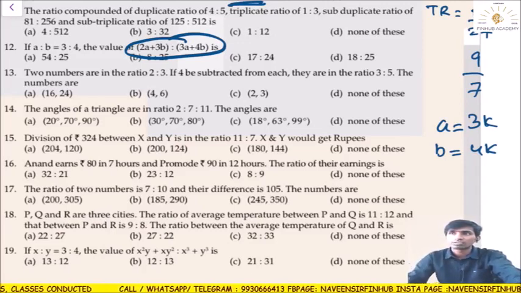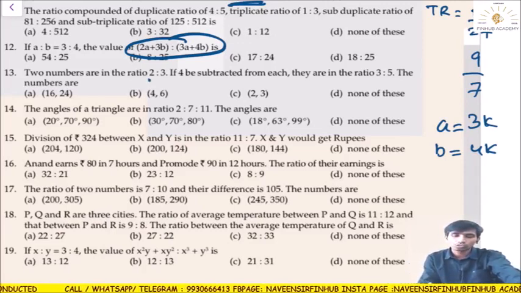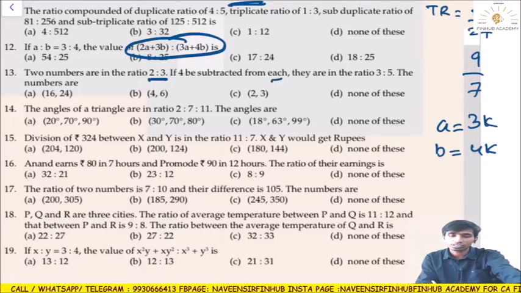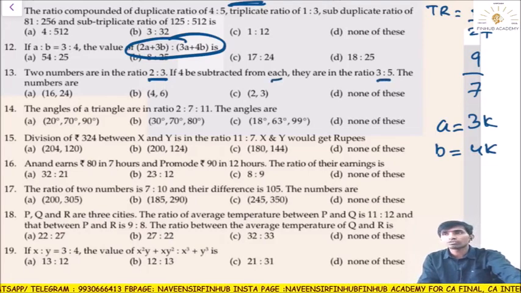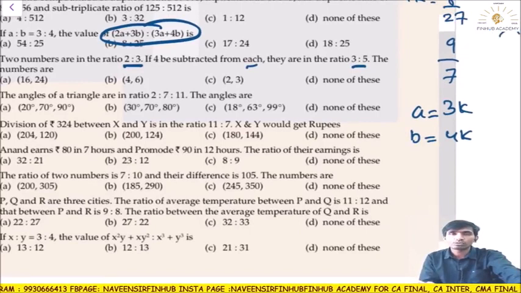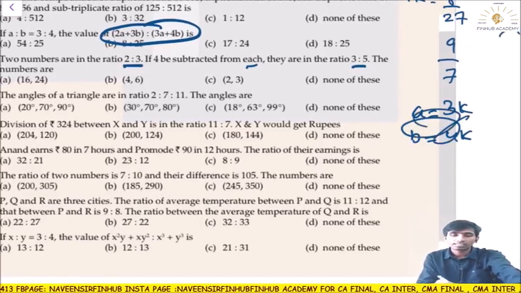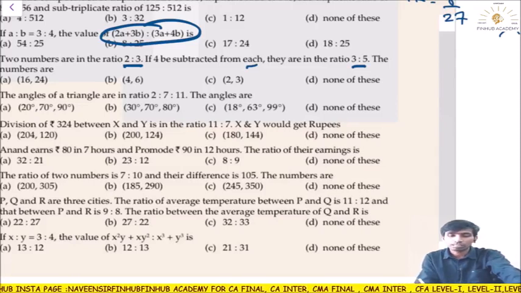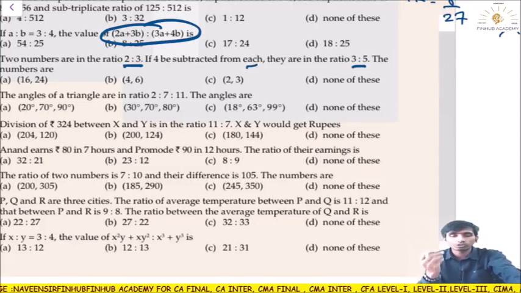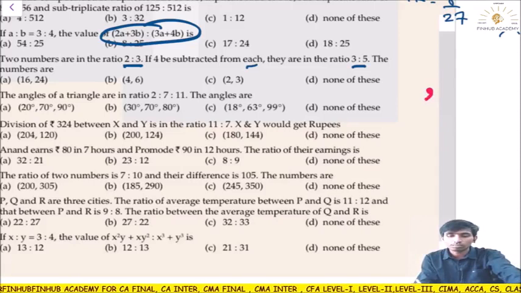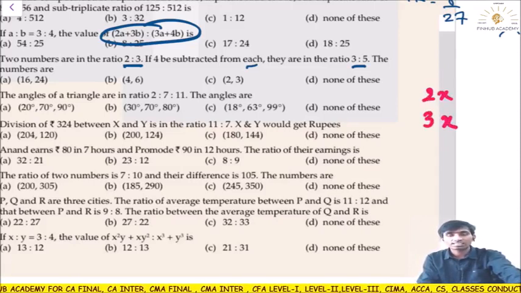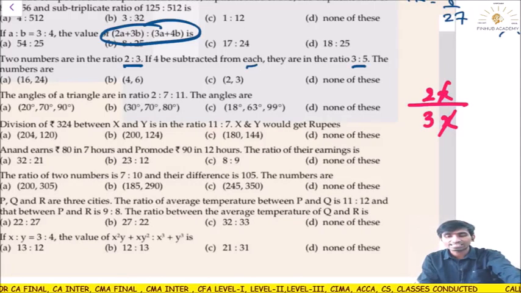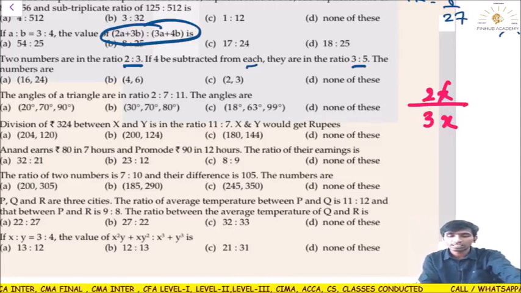Okay. 13th one: two numbers are in the ratio 2:3. If 4 is subtracted from each, they become the ratio 3:5. When you cancel out the things, something might have been common, therefore you got the ratio 2:3. Therefore the numbers will be 2x and 3x. When you take the ratio, this x gets cancelled. Now I hope you are understanding.